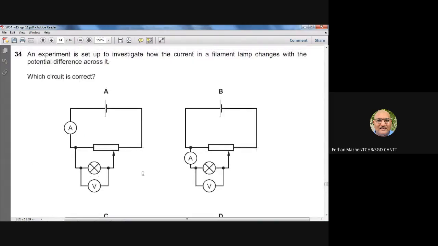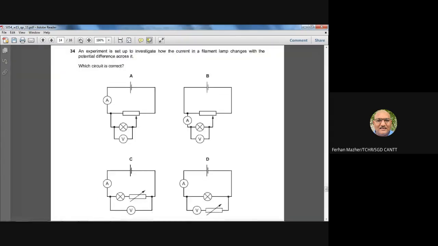Question number 34. An experiment is set up to investigate how the current in the filament lamp changes with the potential difference across it. Which circuit is correct? Let me reduce the size so you can see all the 4 circuits he has shown.